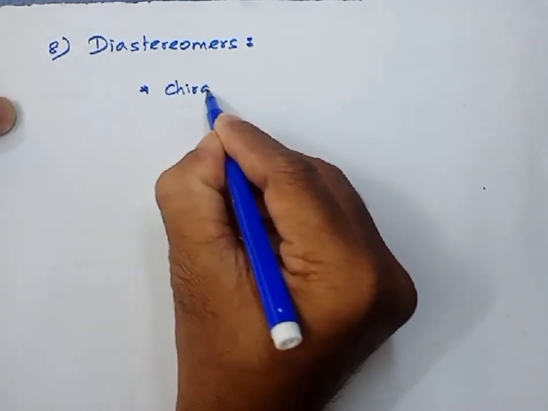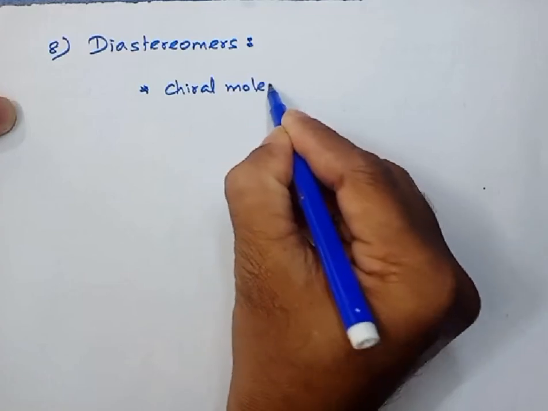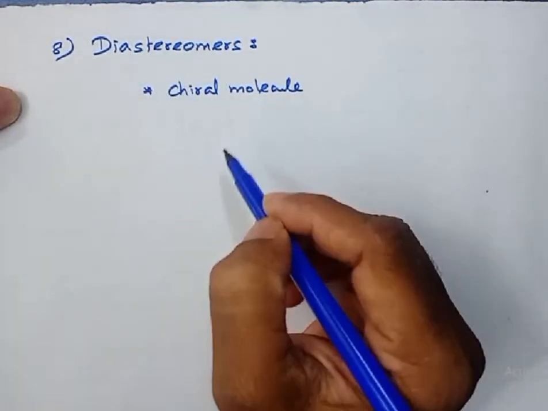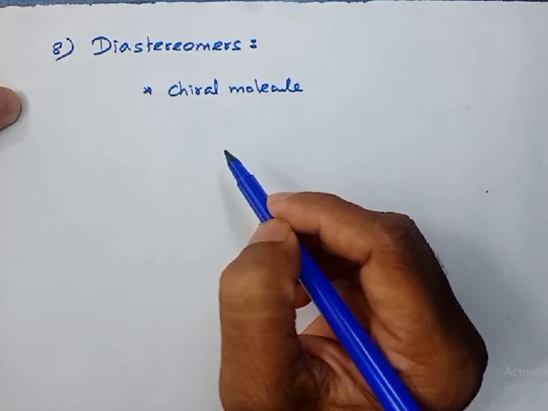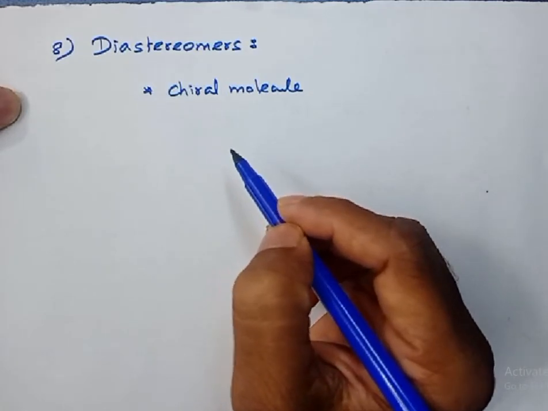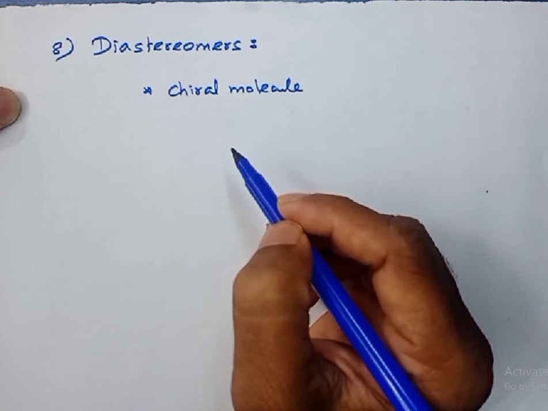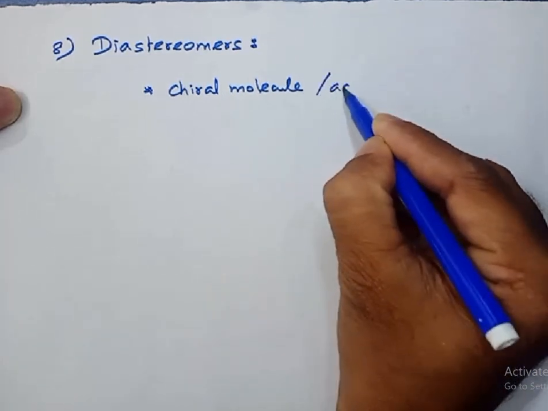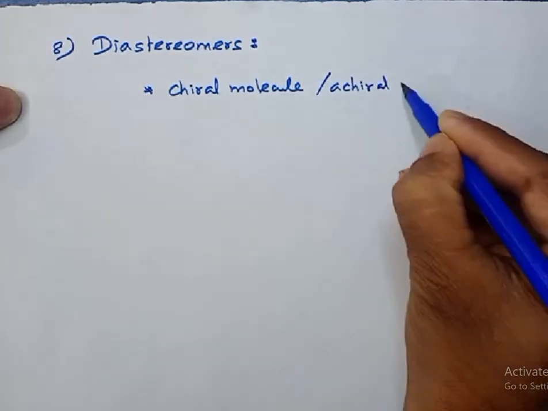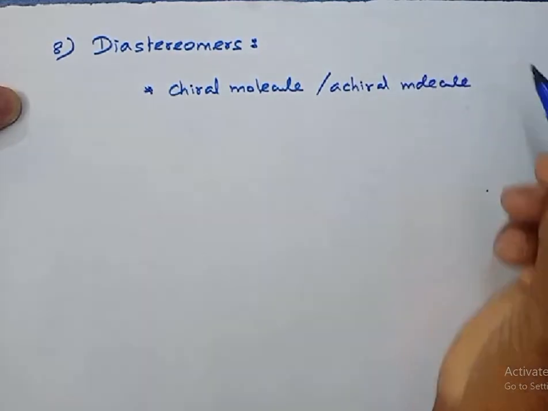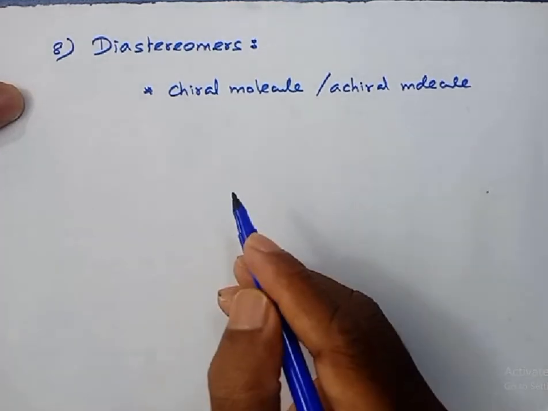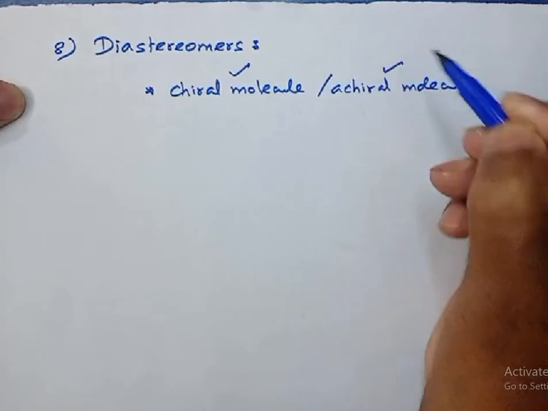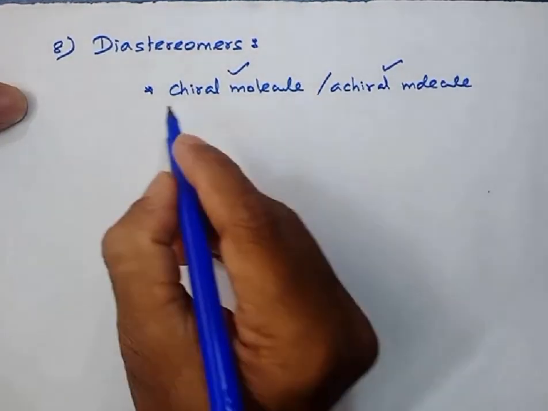They are also chiral molecules basically. Very important: diastereomers can be chiral molecules, and they can also be achiral molecules. They need not be chiral. That's the point. It can be chiral or achiral, both are allowed. But this is very, very essential.